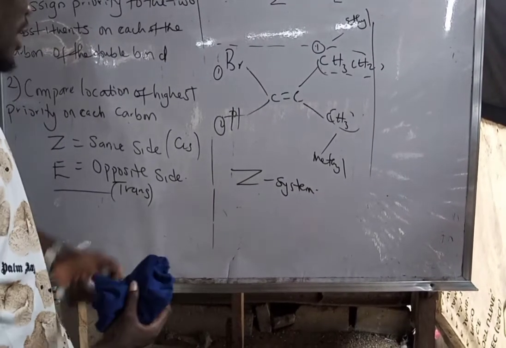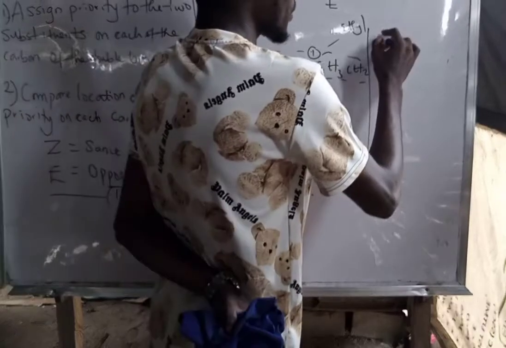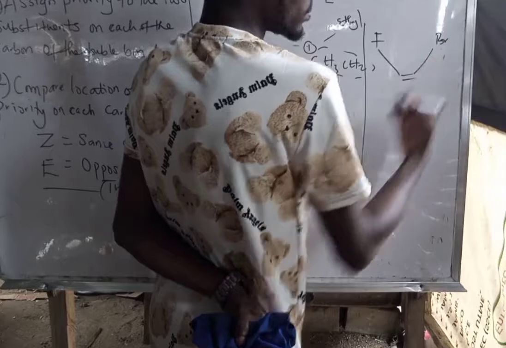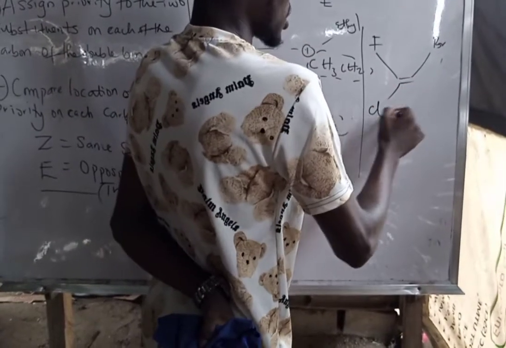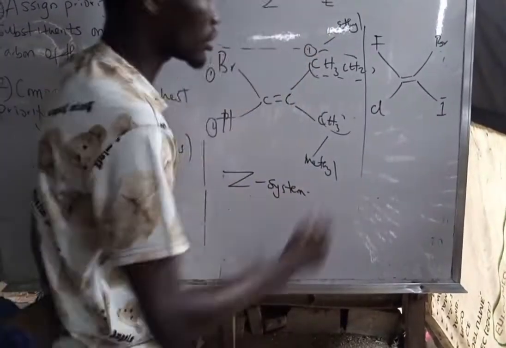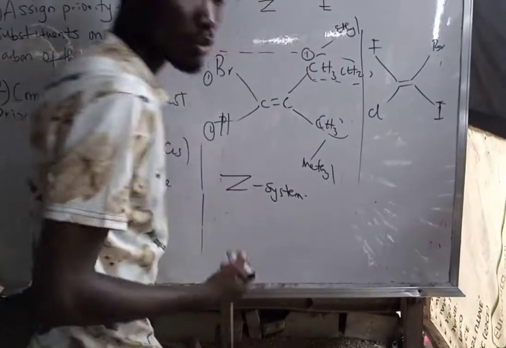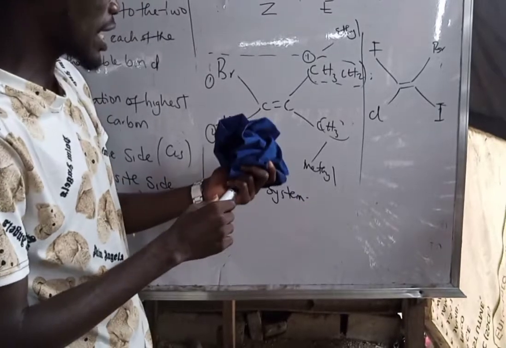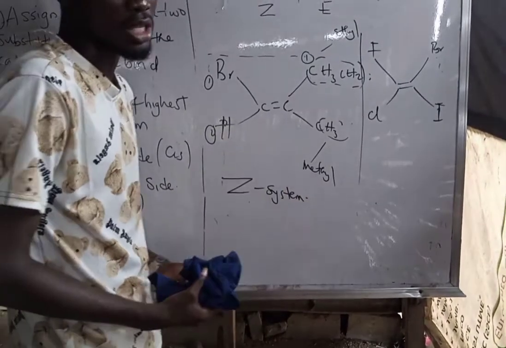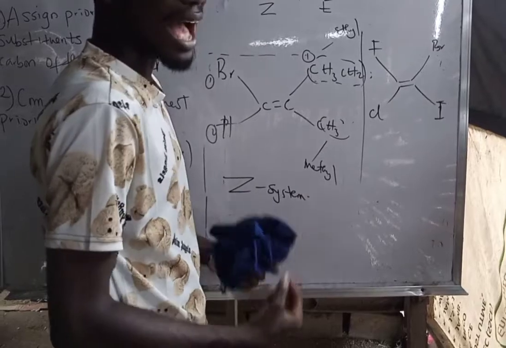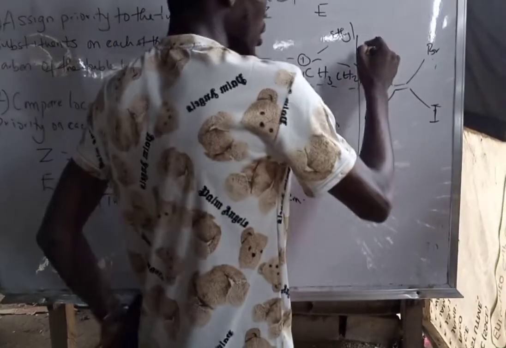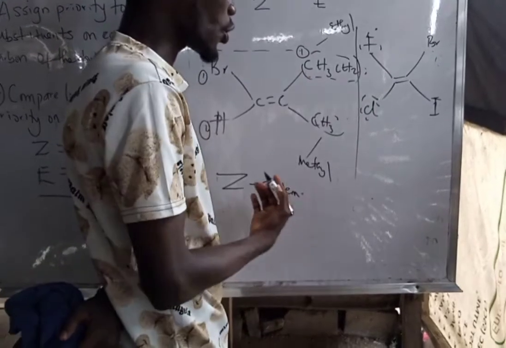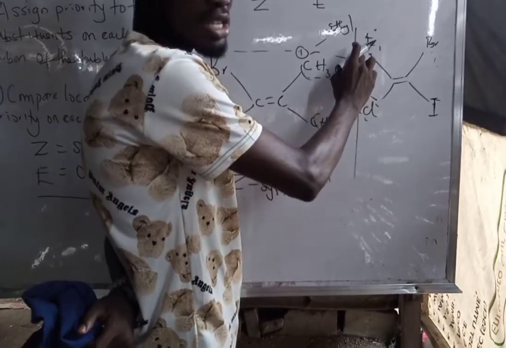So now let's take a look at this. Now I have fluorine here, I have bromine here, I have Cl here, and I have iodine. So with what you have here, we want to look at the one that has the highest priority. So let's go with the one that has the highest atomic number. This one here, chlorine has a higher atomic number than fluorine. This one is 17, this one is 9.